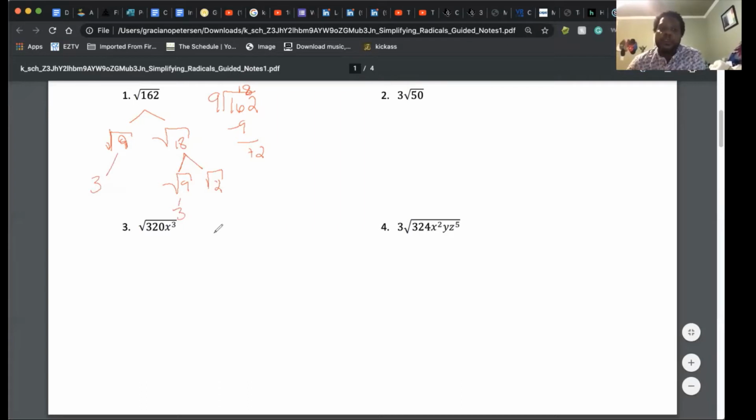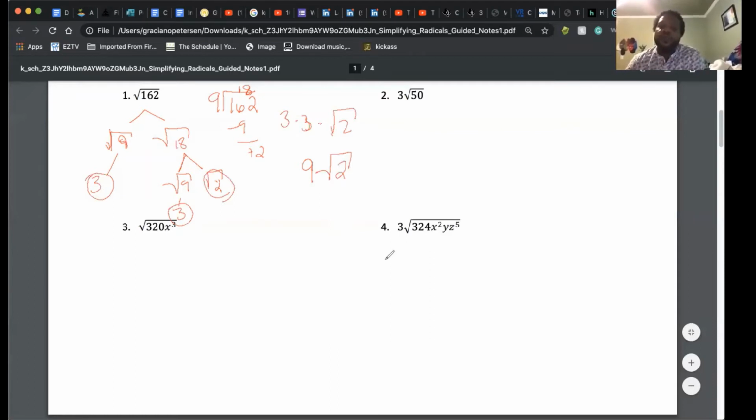Okay, so I have 3 times 3 times the square root of 2. So I have 3 times 3 times the square root of 2 for my answer. Let's simplify that even more by multiplying 3 times 3. What's 3 times 3? It is 9. So I have 9 times the square root of 2.